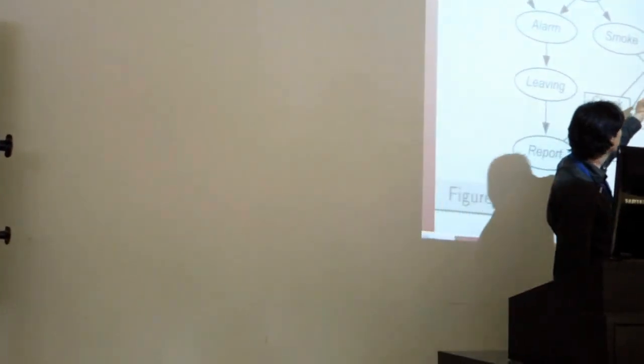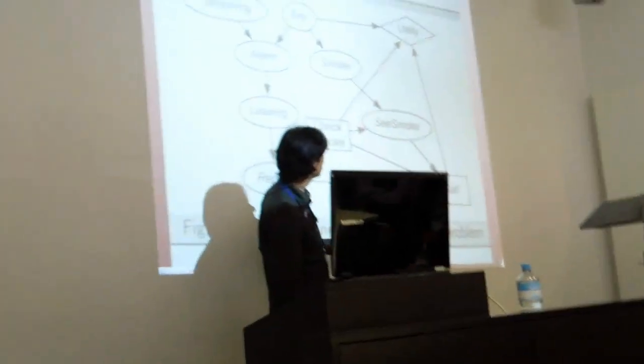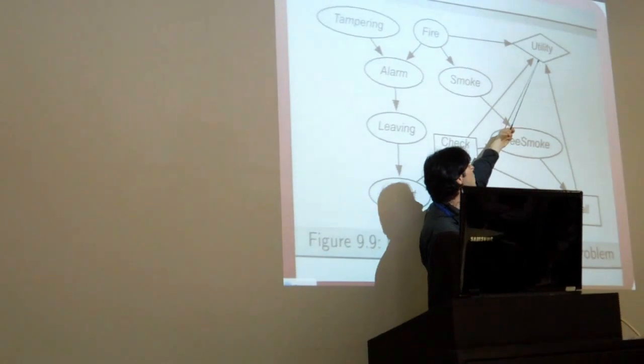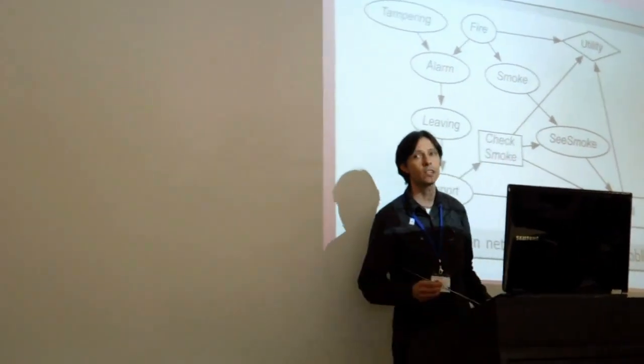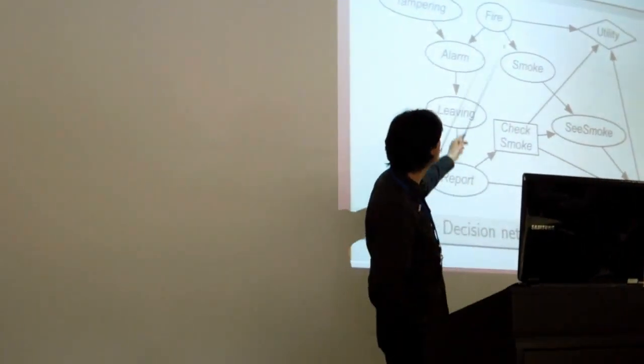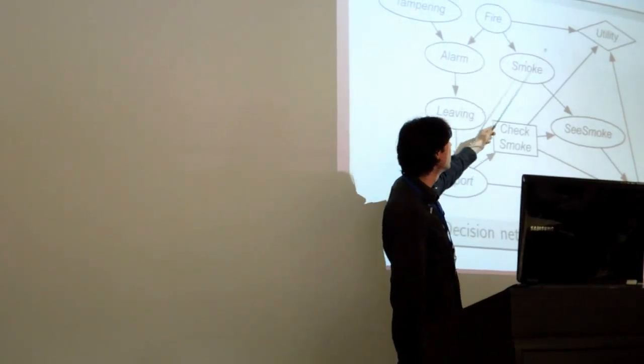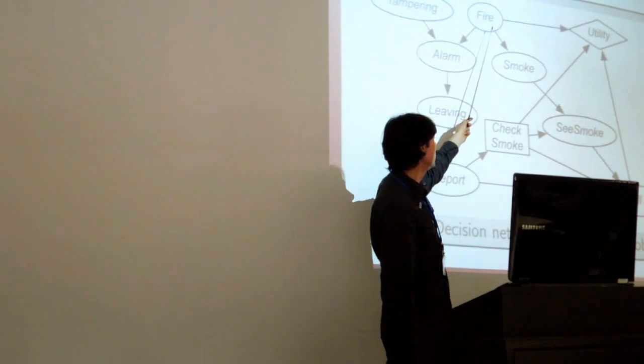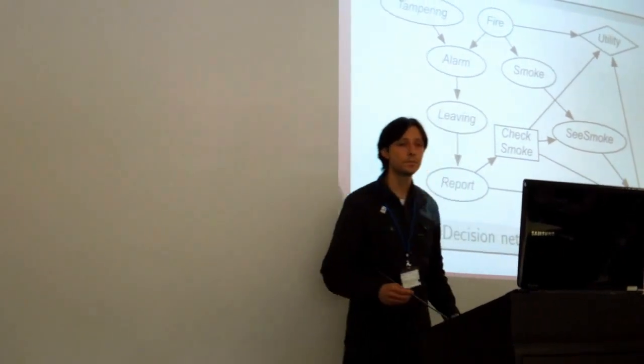And here we see that the actions are linked to the utilities diamond, and here are the values for certain actions, and it's also influenced by whether there is actually a fire. So the values are affected by whether the agent actually thinks there is a fire.